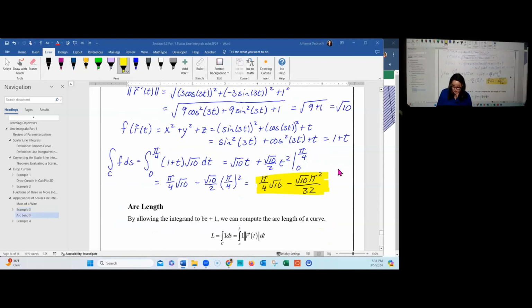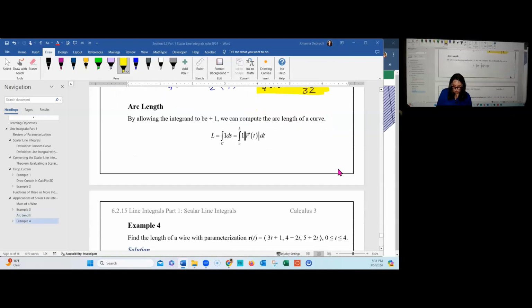There's one more application we want to take a look at before we end this video, and that's using the integrand as a positive 1 to compute the arc length of a curve, which we've already done once. So this is simply a repetition and a reminder of how to compute the arc length. We set the integrand, the function, to be 1, and we multiply by the magnitude of the derivative of the parameterization, r prime of t. This will compute the arc length of that curve.